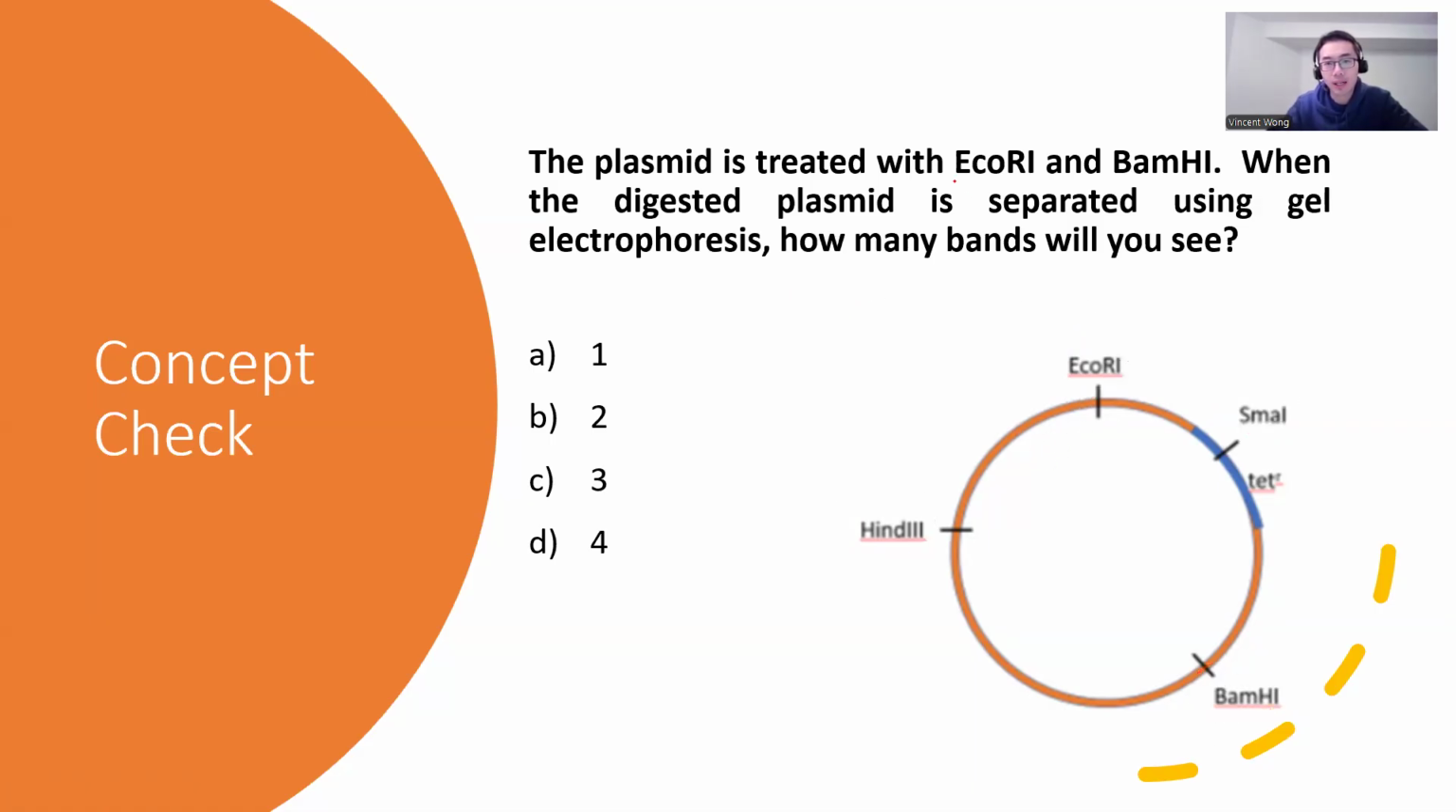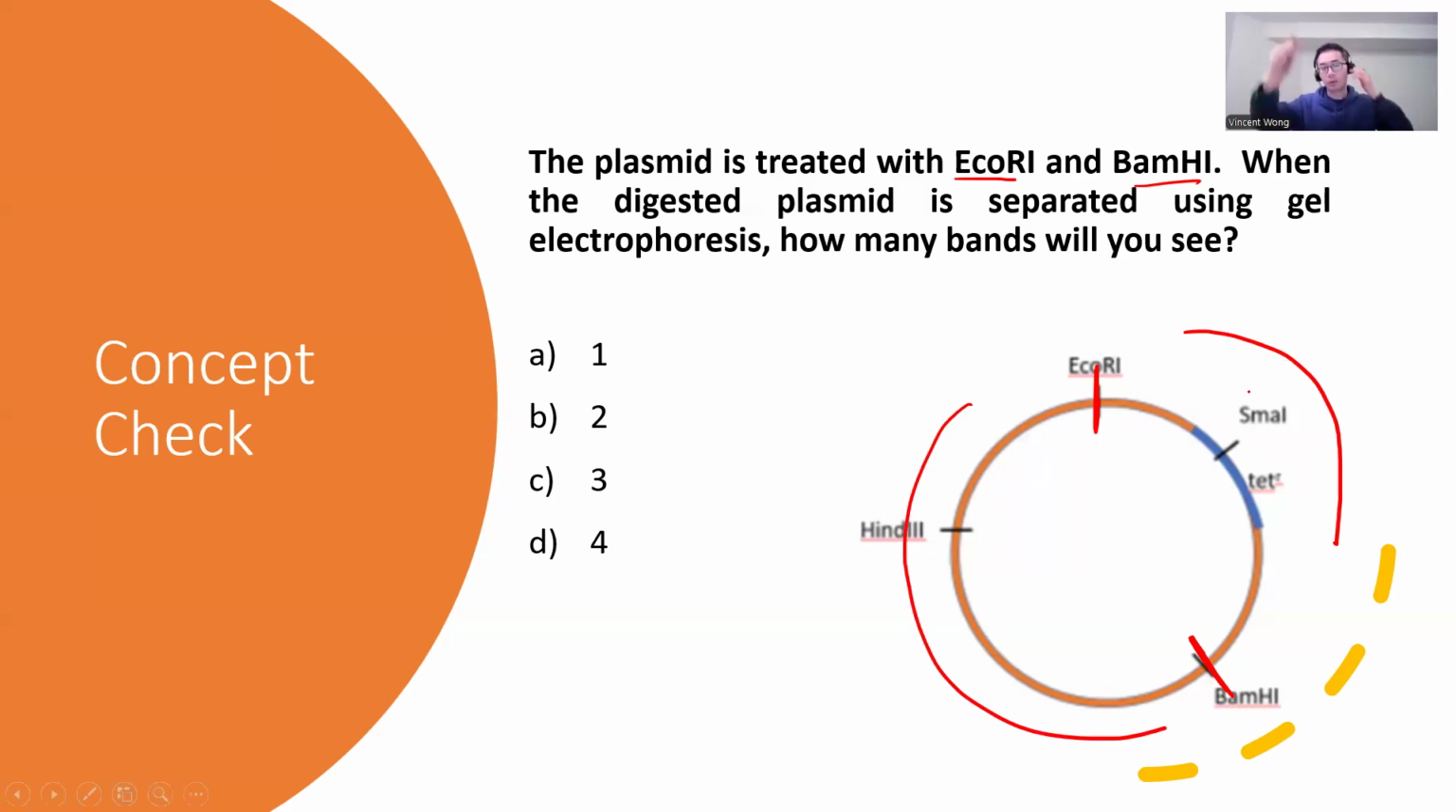So if you are treating it with EcoRI and BamHI, you'll have a cut right here and here. And since this is circular DNA, when you cut it twice, you actually get two fragments. One fragment over here, and a second fragment over here. If you run it on a gel, the shorter fragment will migrate further down the gel, whereas the longer fragment will be closer to the well, to the top where you load your sample. So the answer here is two bands.